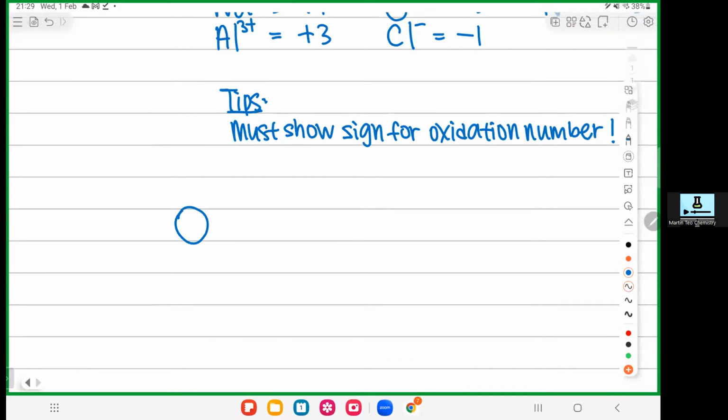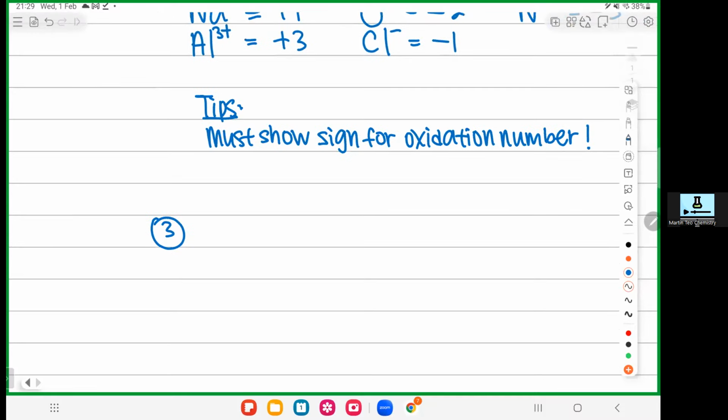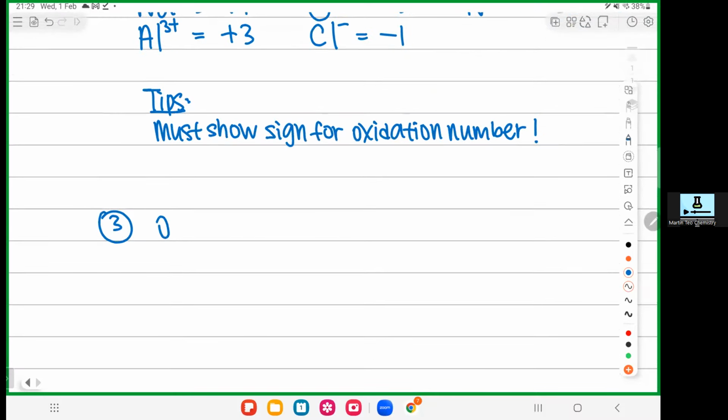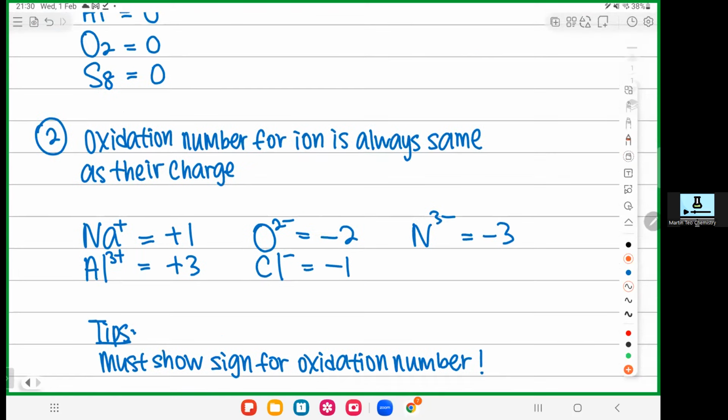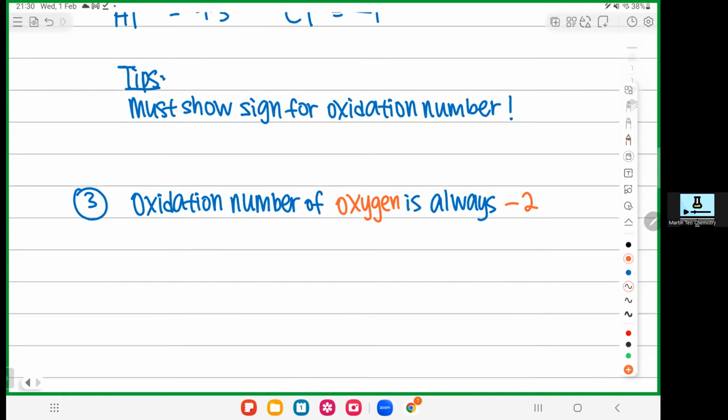So now let's look at rule number 3. Now we go for oxygen. The oxidation number of oxygen is always -2. Okay, let me change a bit. So the red color is important. The oxidation number for oxygen is always -2, except a few special cases, which I'll show later.